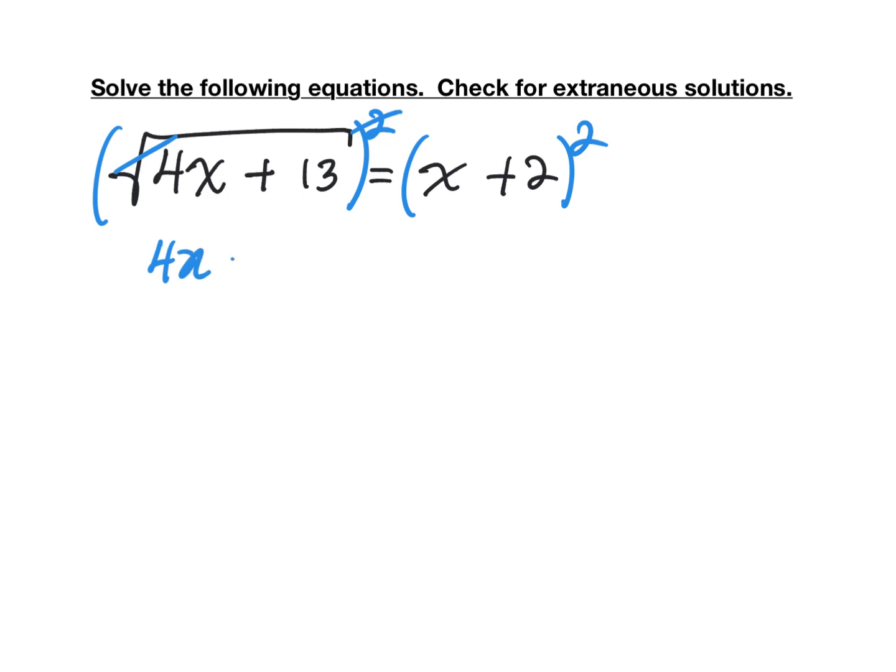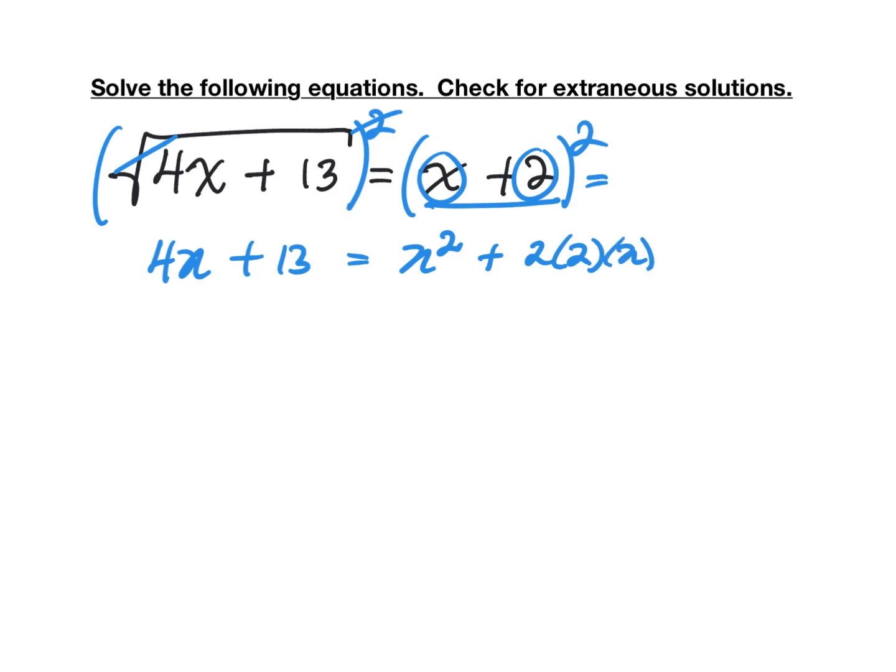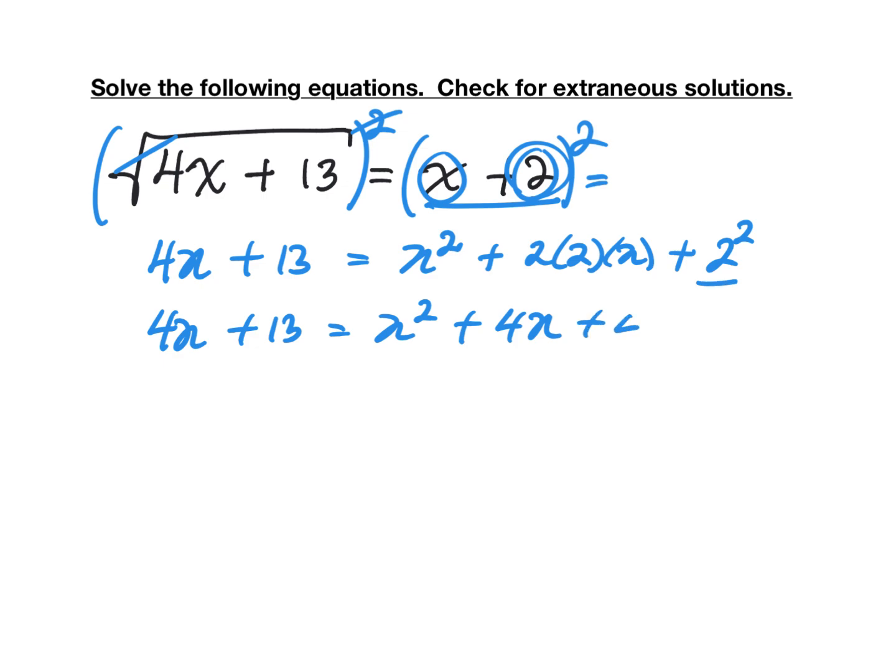Here, what is left is 4x plus 13 is equal to x plus 2 multiplied twice. That's going to be x squared plus 2 times x times 2, and then square this part, 2 squared. So that's still 4x plus 13, and this is going to give you x squared plus 4x, and then 2 squared is 4.